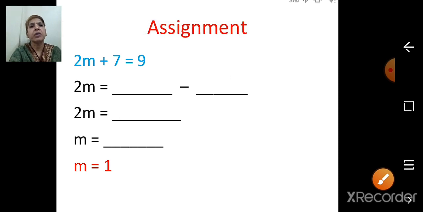And now children, you have to complete your books. 12.1, in the previous session also we have done 1 Roman 1, and we have started with 12.1 second part. So till here you have to complete the sums, complete your books.